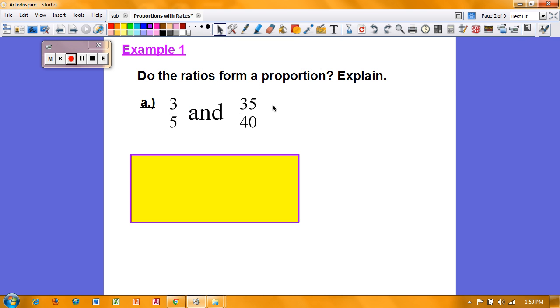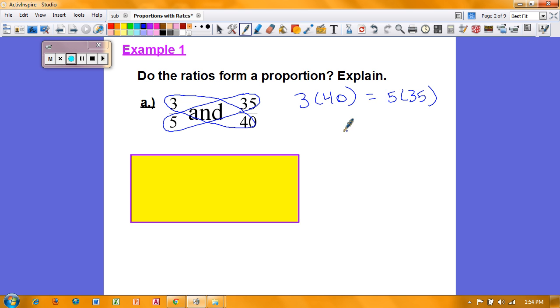Okay, do these ratios form a proportion? Well, let's check. So we need to cross multiply 3 and 40. We need to cross multiply 5 and 35. And then we want to see if those are equal to each other. Well, 3 times 40 is 120. 5 times 35 is 175. Those are not equal to each other. So no, these are not a proportion.